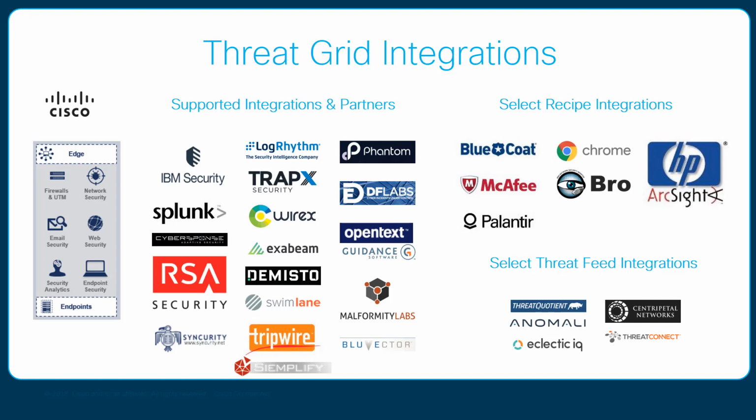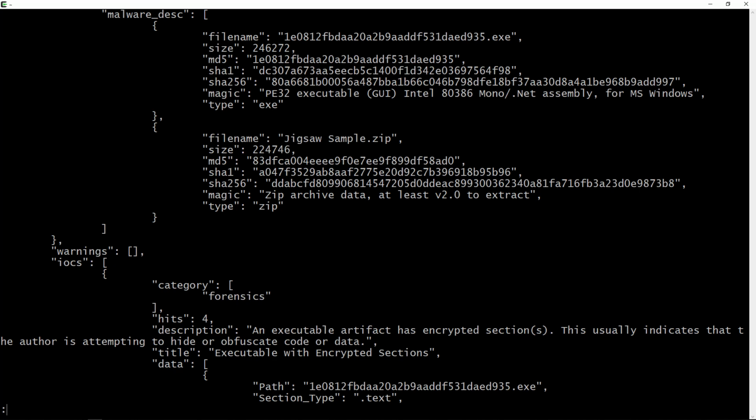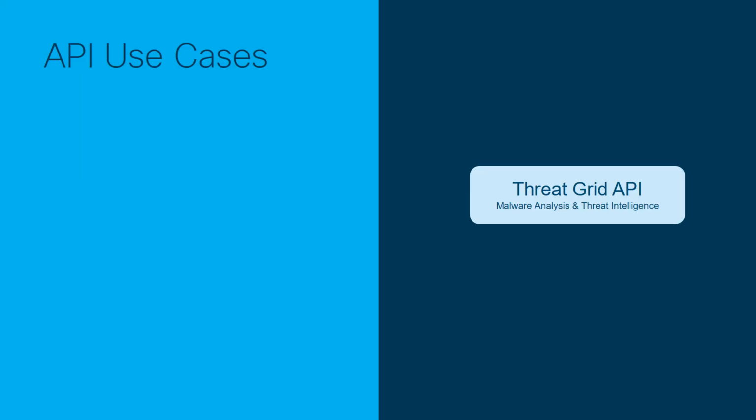All of these integrations happen over the ThreatGrid APIs, and all portal customers also have access to these same powerful API capabilities. Cisco is making it easier than ever before to learn how to harness this power. But what problems can be solved with the ThreatGrid API?